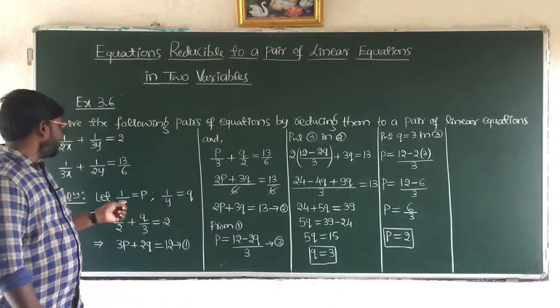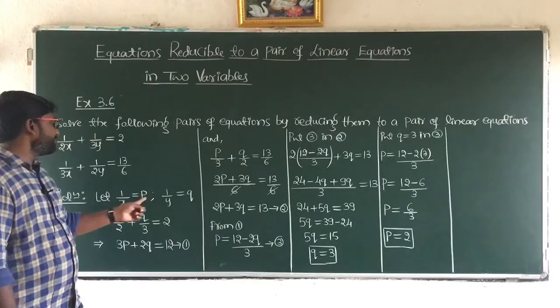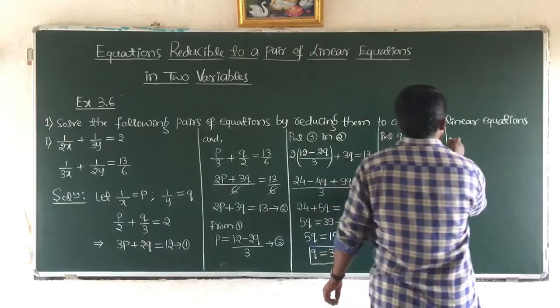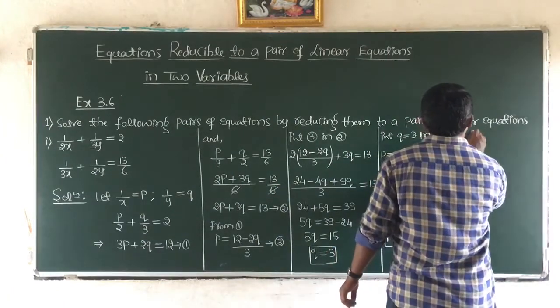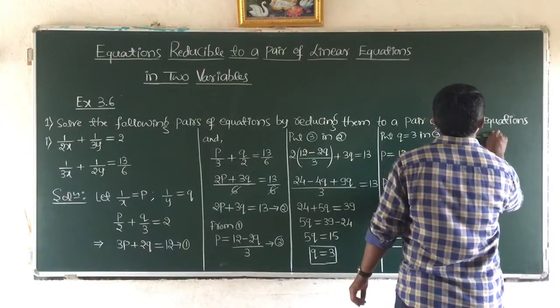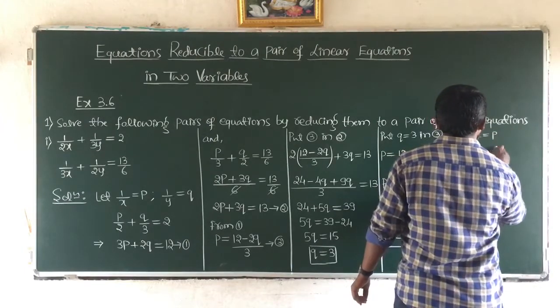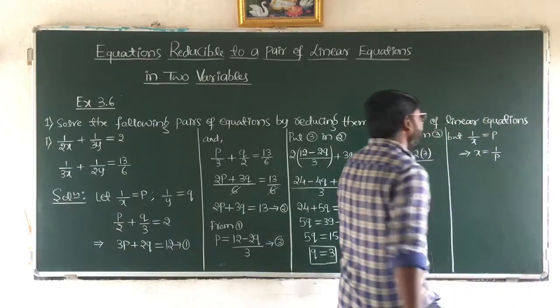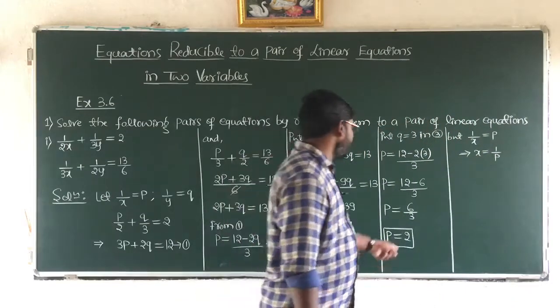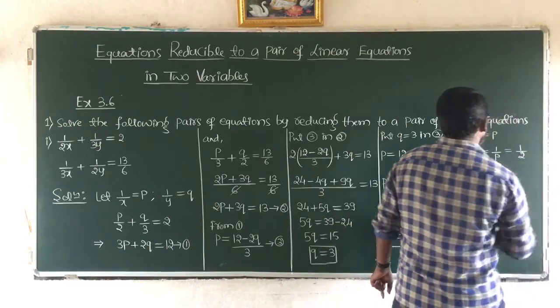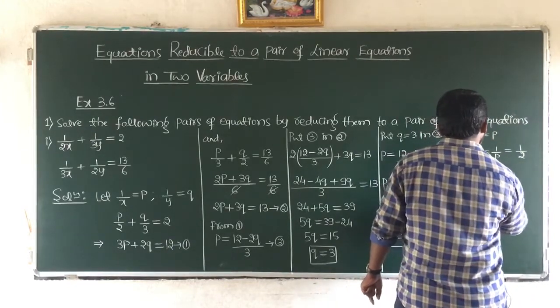So what is X here? 1 by X is P, or X equals 1 by P. This implies X is equal to 1 by P. So that is nothing but 1 divided by 2. The value of X is 1 by 2.